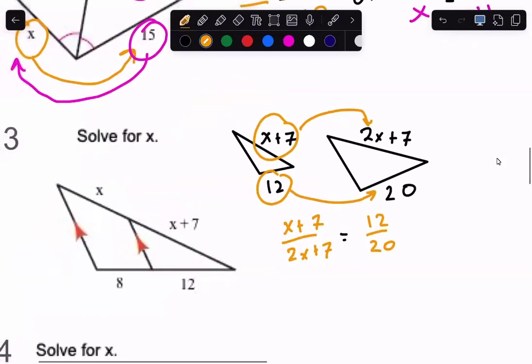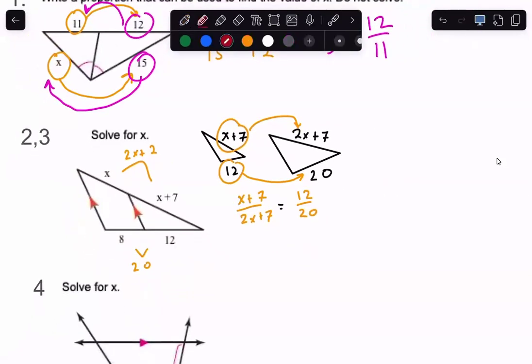Does anyone have any questions so far? I just broke the two triangles apart. This is the small triangle, x plus 7 and 12, but then this whole length is the sum of x and x plus 7. So that's how I got 2x plus 7. And then I got 20 because this is 12 plus 8. So this whole length is 20 for the large length.